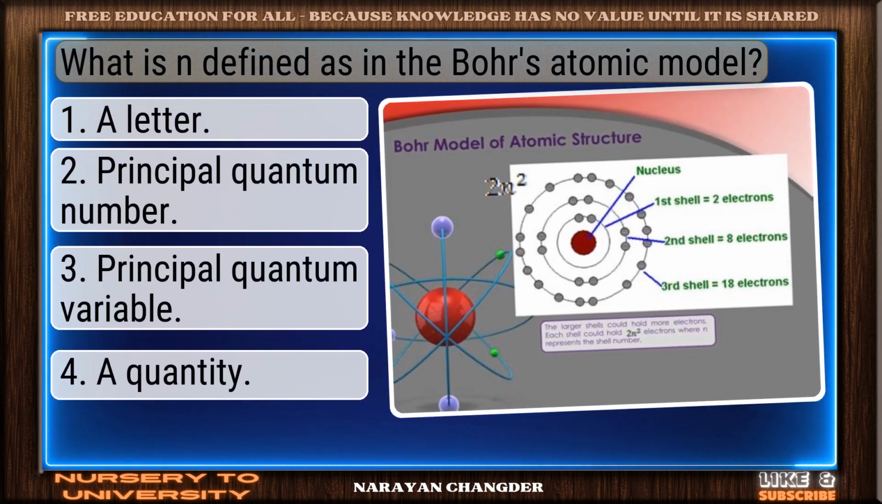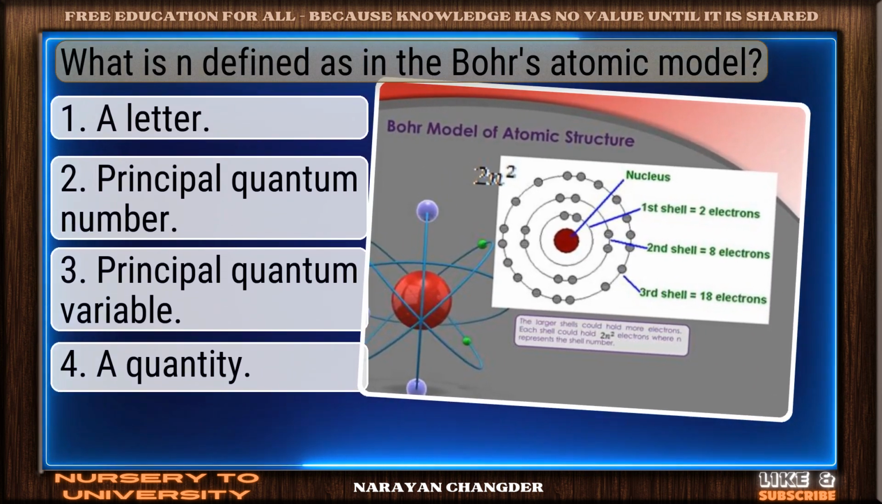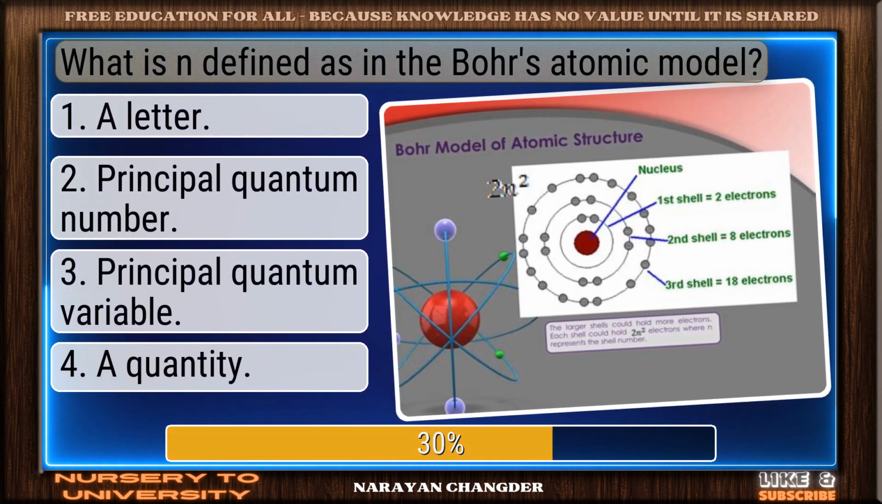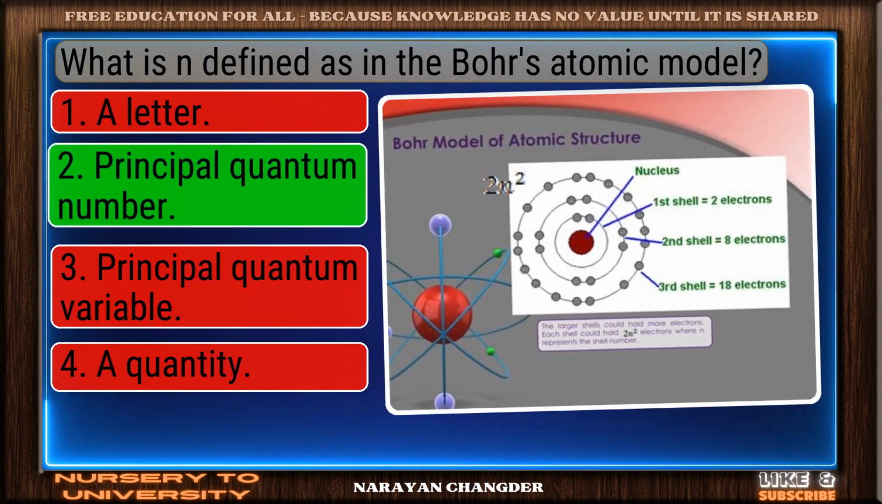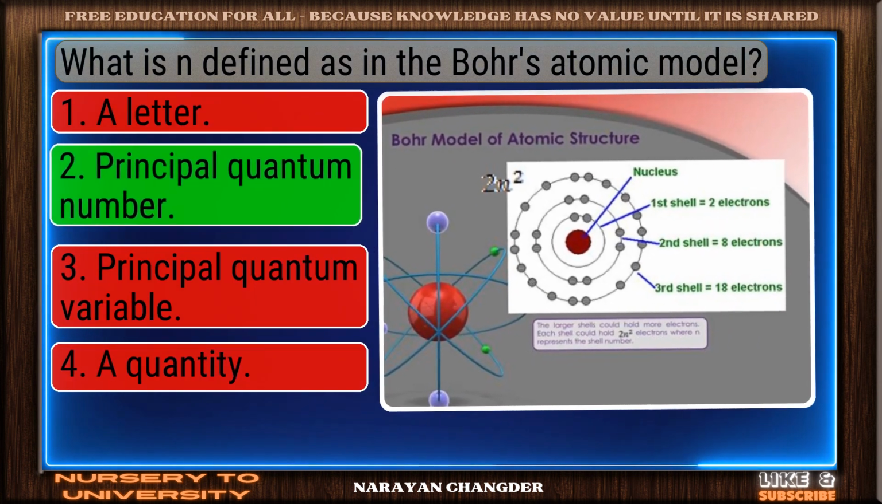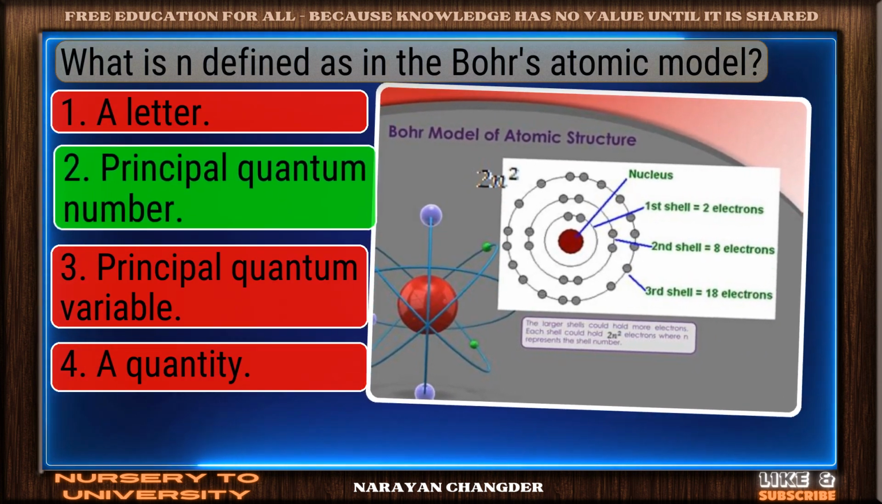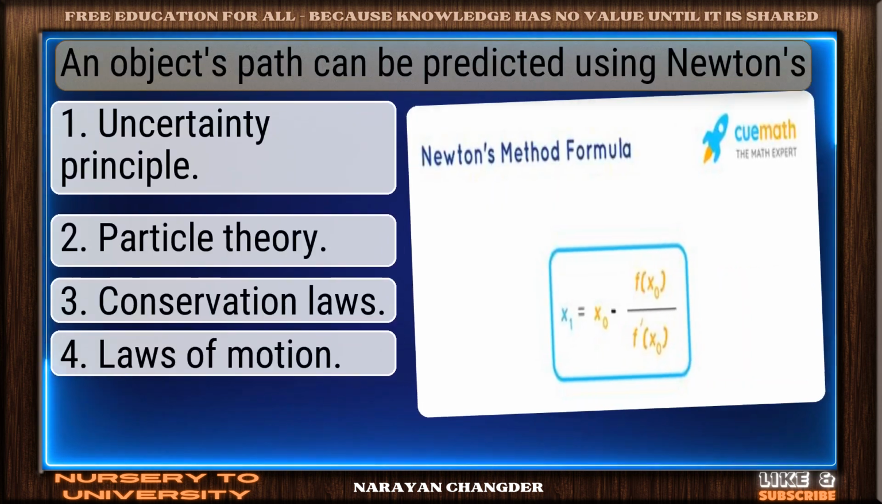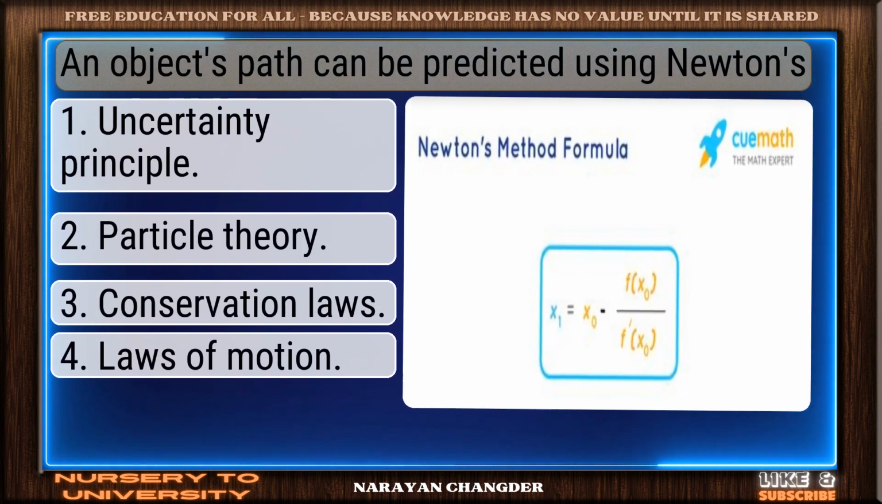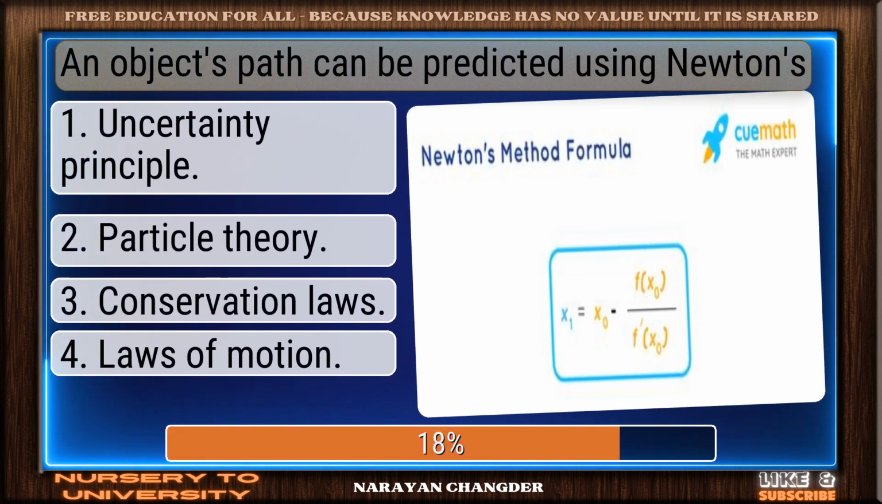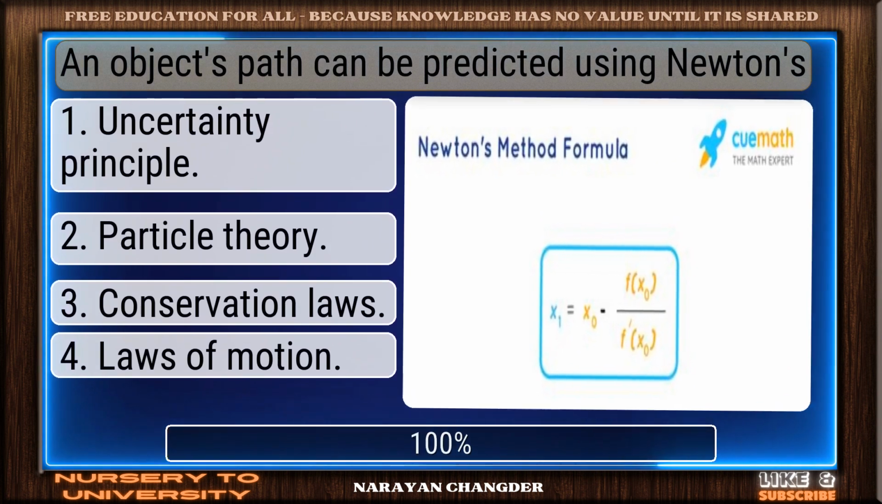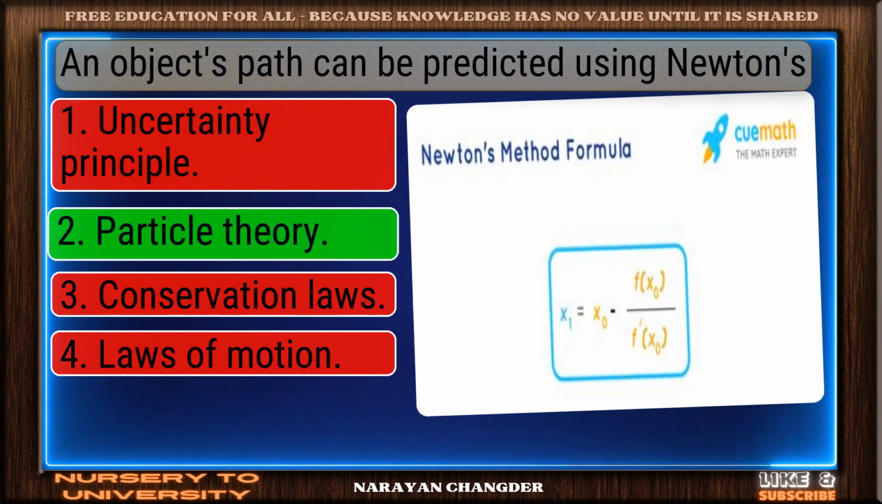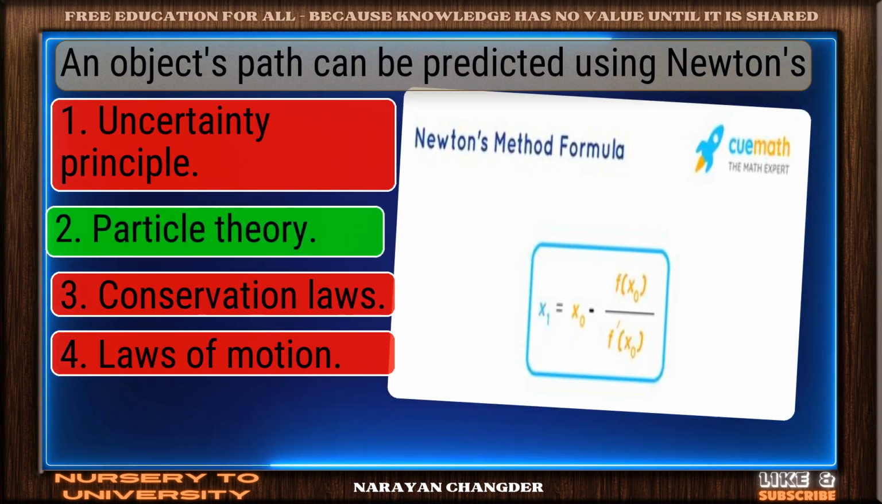Question number 23. What is n defined as in the Bohr's atomic model? Right again. Principal quantum number is a valid answer. Question number 24. An object's path can be predicted using Newton's. Excellent. Particle theory is a brilliant choice.